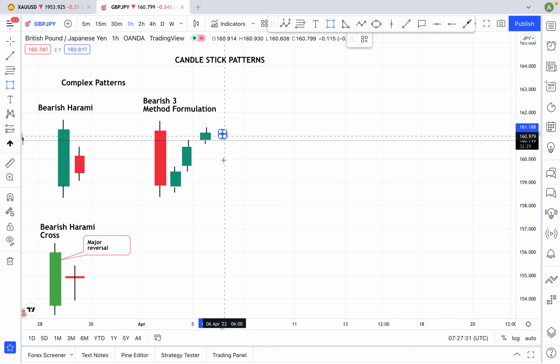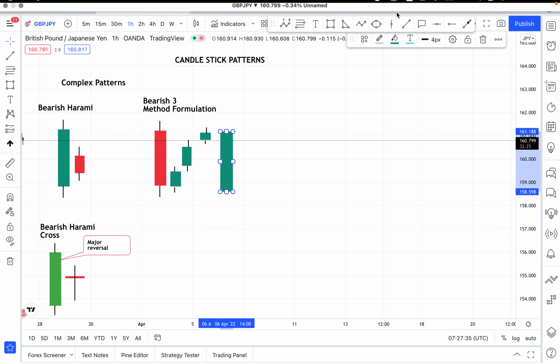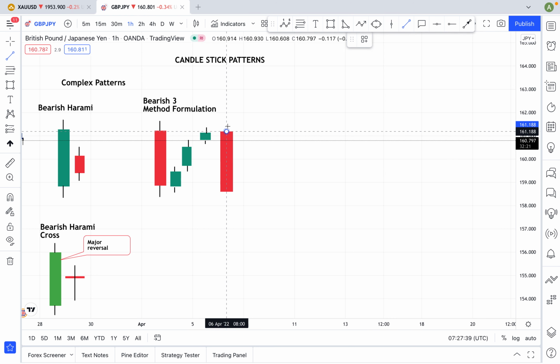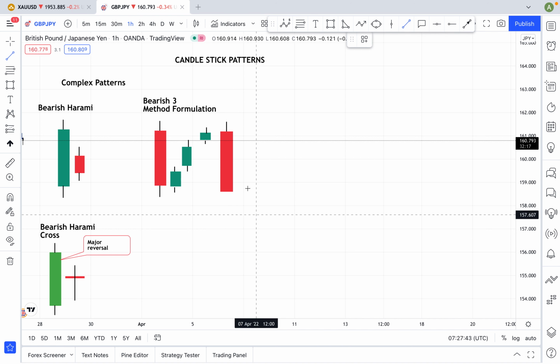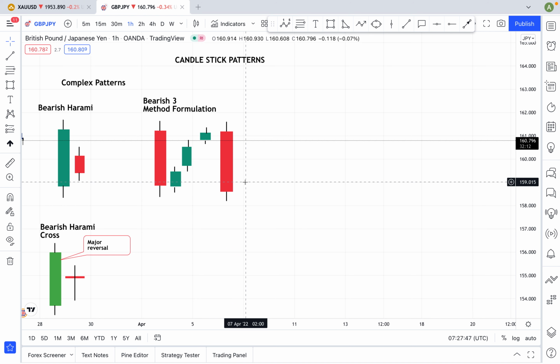And then you have this large red candle again, showing a selling momentum in the market. Momentum is where the market is going, the direction of the market. Selling momentum means it's going bearish. The market is going to the downside.